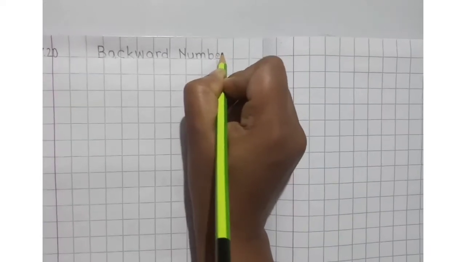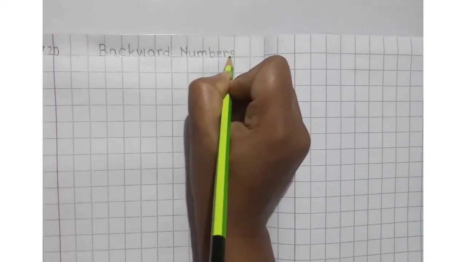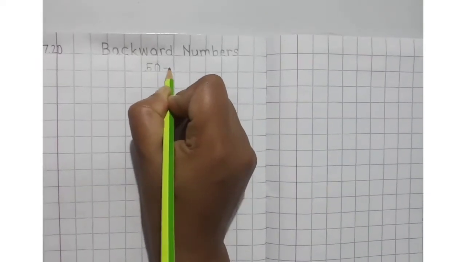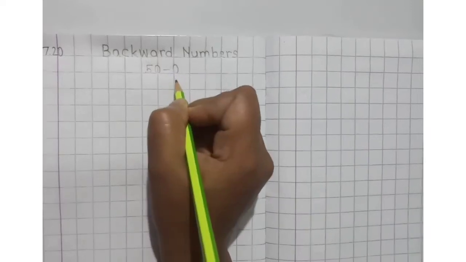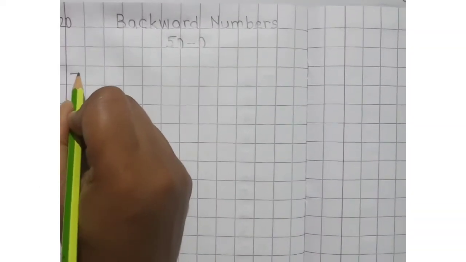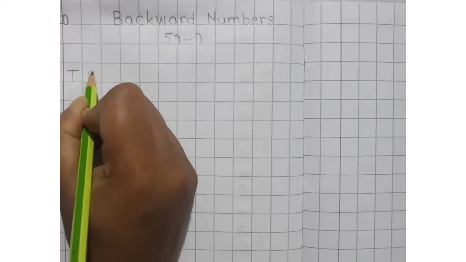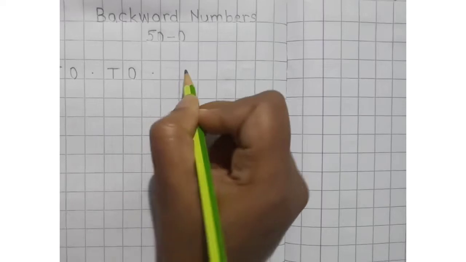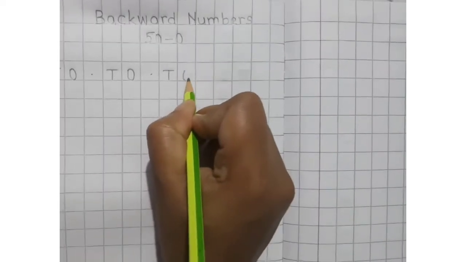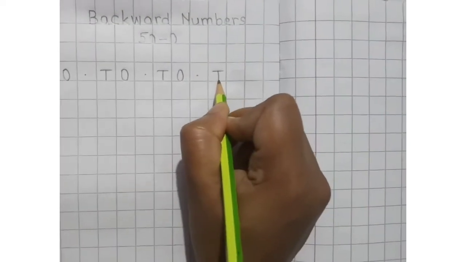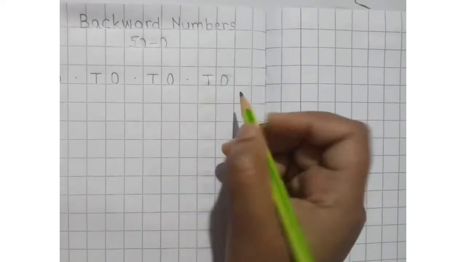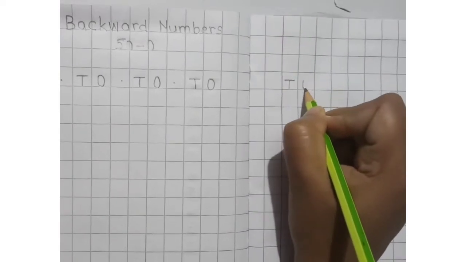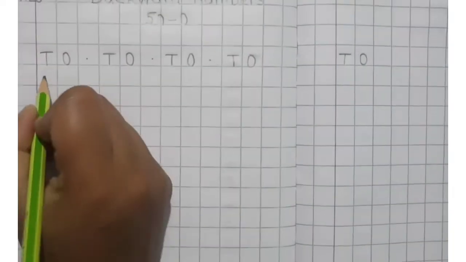Backward numbers 50 dash 0. Leave one line near to the margin line, T, O, dot, T, O, dot, T, O, dot, T, O. And since you have to write 50 to 0, so 5 times. Next page, T, O. The first number.